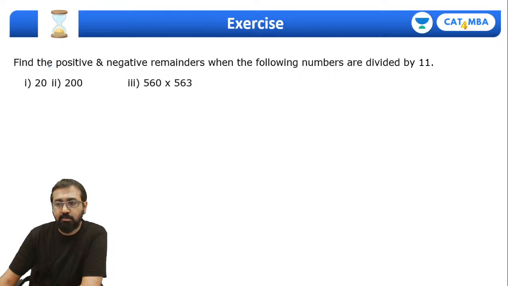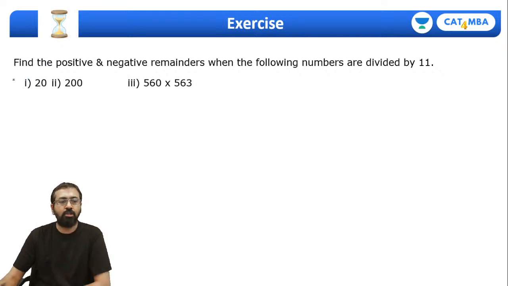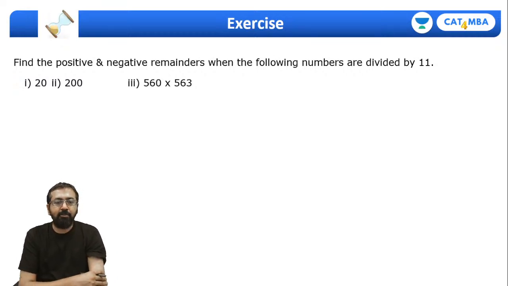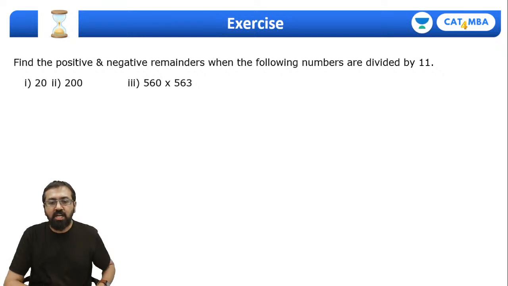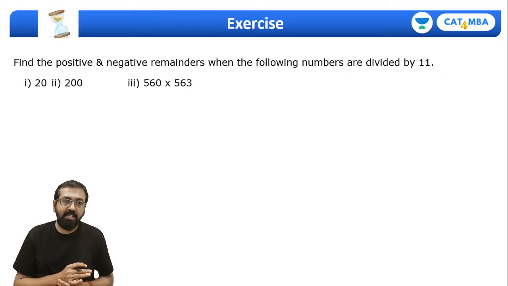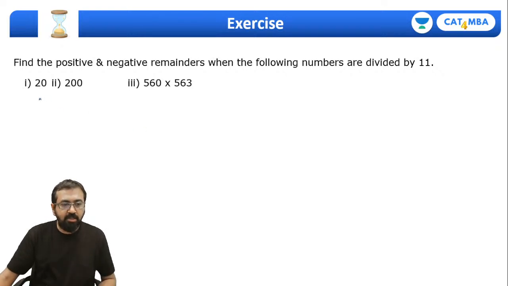Now let's look at some questions. Everyone, it's time to apply the concepts that we have understood. Find the positive and negative remainders when the following numbers are divided by 11, right? So first number is 20.